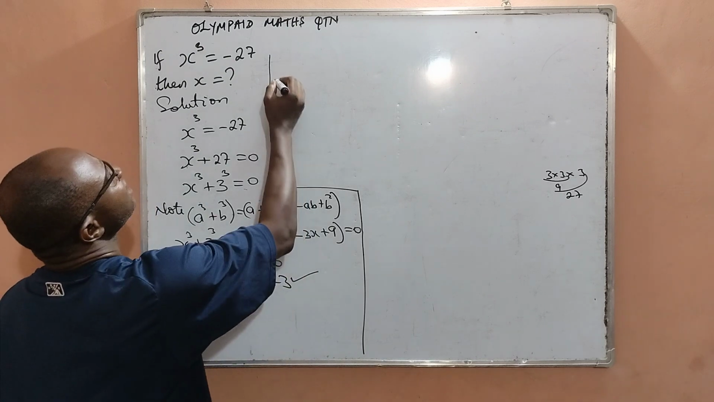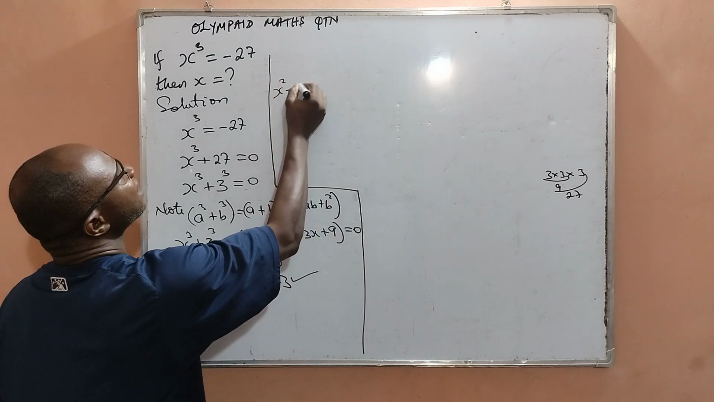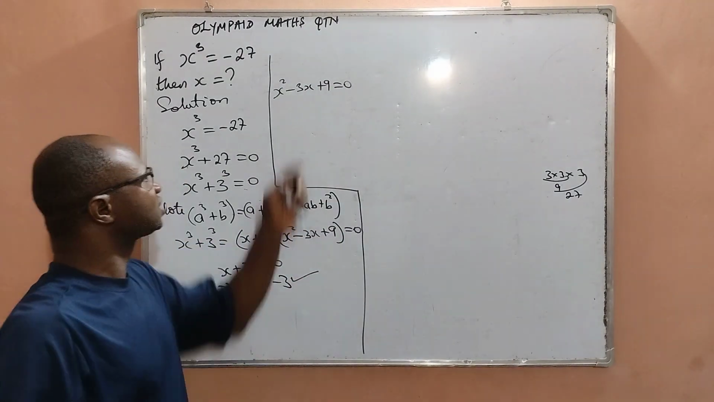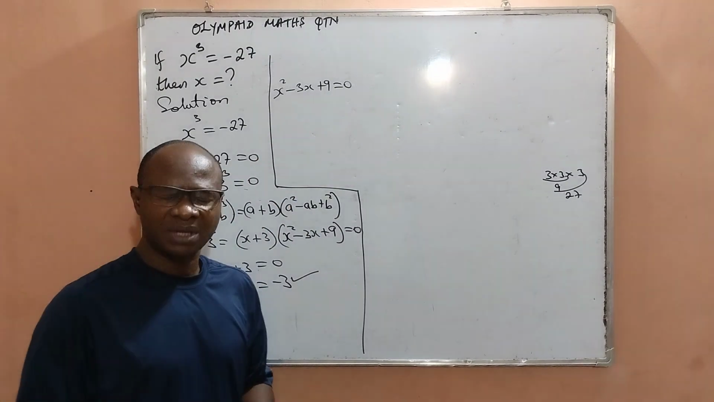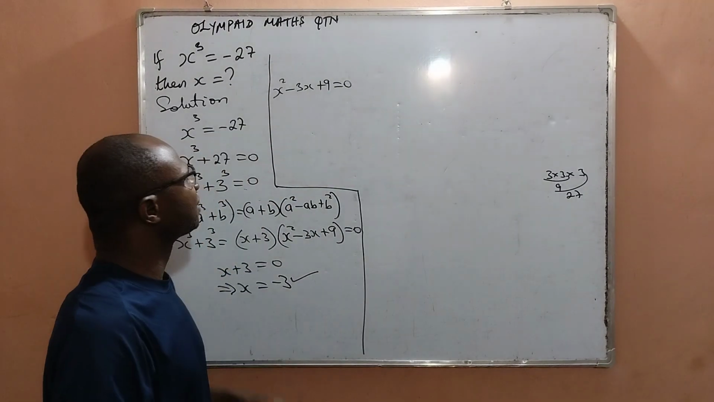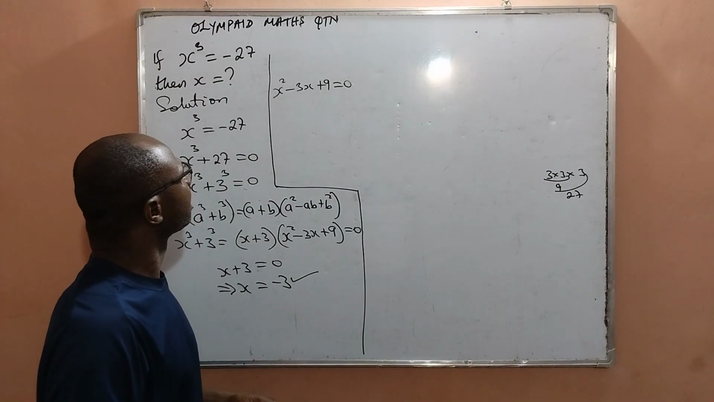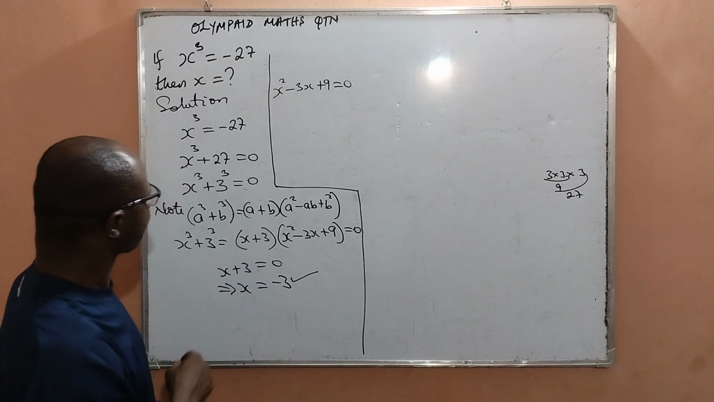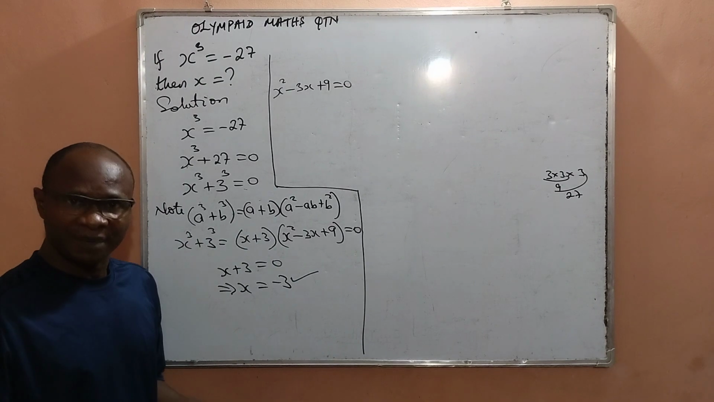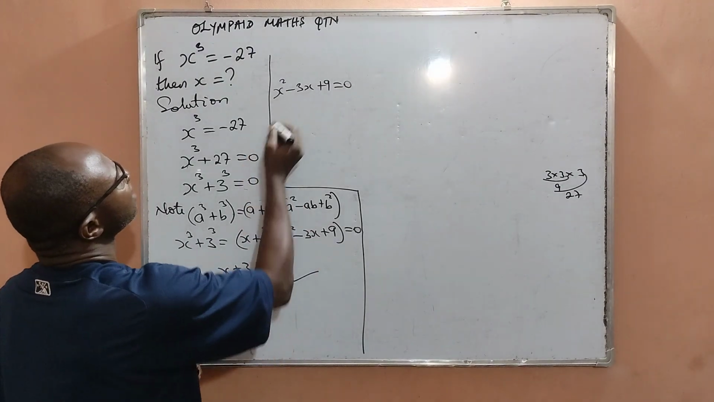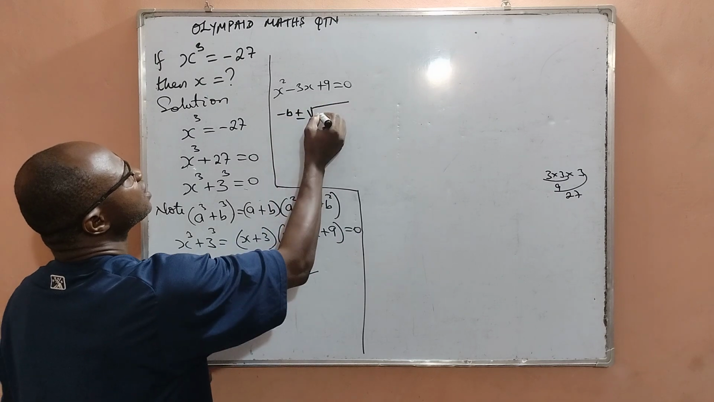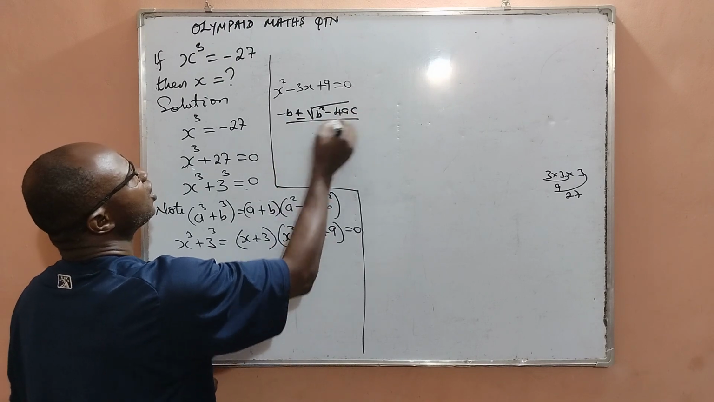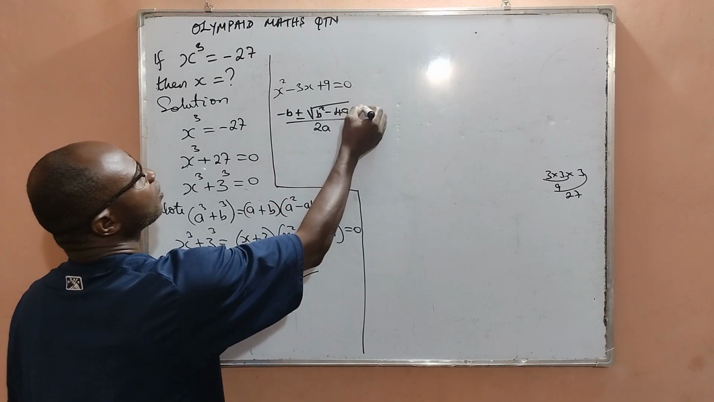Okay. From the second bracket, I have it x raised to power 2 minus 3x plus 9 is equal to 0. Now, going by this, as you can see it now, it is already a quadratic equation. Alright? And therefore, I can use one of the quadratic equations methods to solve it. But preferably, let us go by quadratic formula. And that quadratic formula says that minus b plus or minus the square root of b squared minus 4ac all over 2a is equal to x.